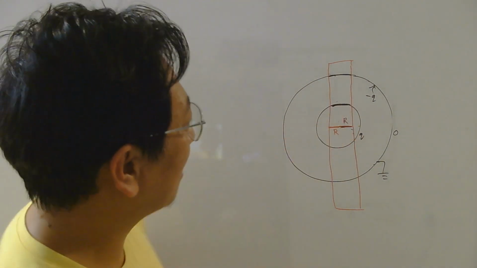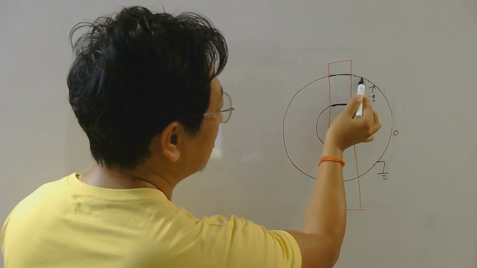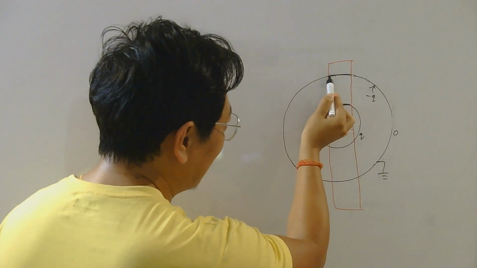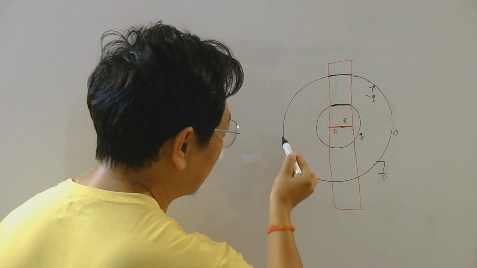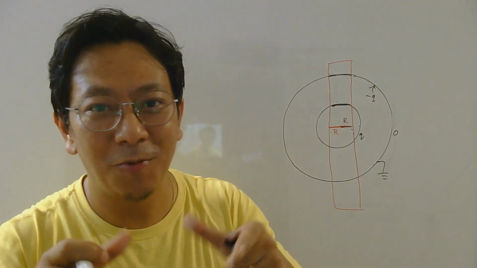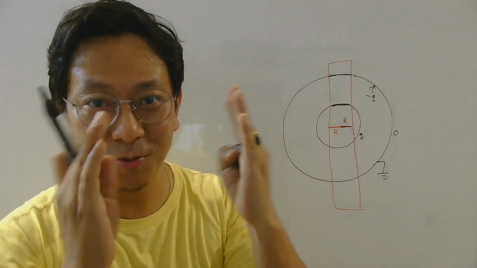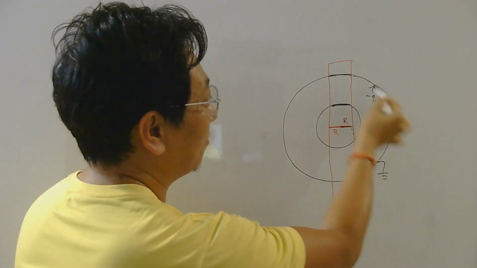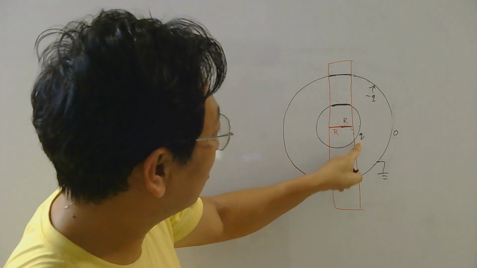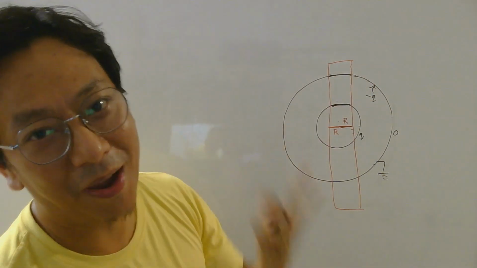If you want to know how this happens, you draw a Gaussian surface through this metal, inside the material of the metal. Now since it is inside the metal where electric field is 0, the flux through that surface should be 0. If flux through that surface is 0, the charge inside should be 0. So if this has q, this side must have minus q, right?